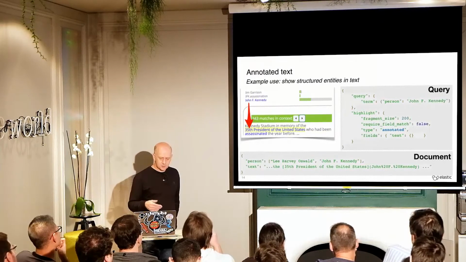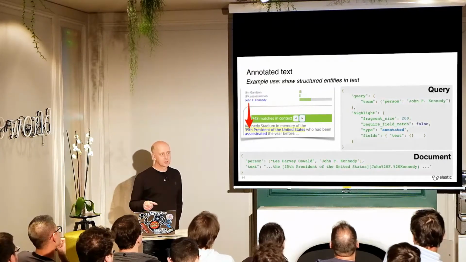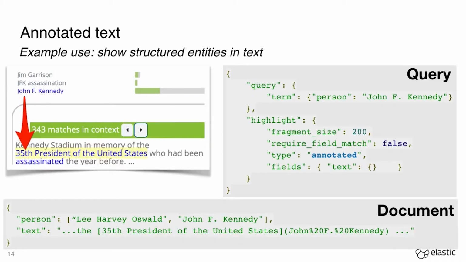What that does is it matches the annotations that are hidden in the text. So actually the text of this Wikipedia document didn't use the word John F. Kennedy, it actually said the 35th President of the United States. Or it could have even said JFK, and we matched it because of the annotation that's hidden behind the text.